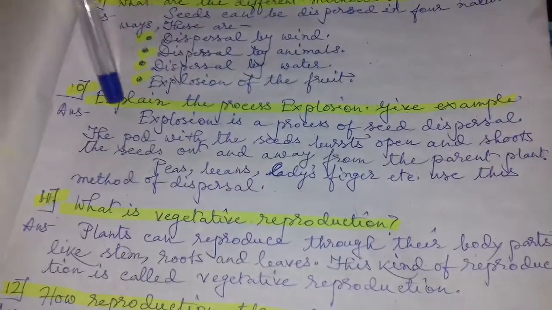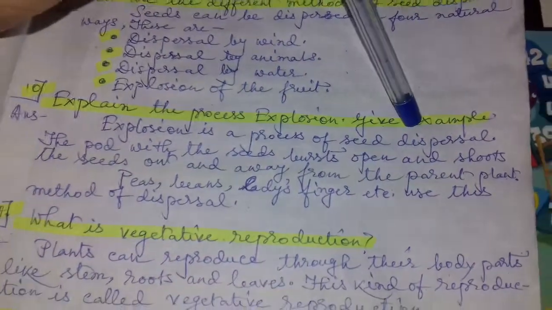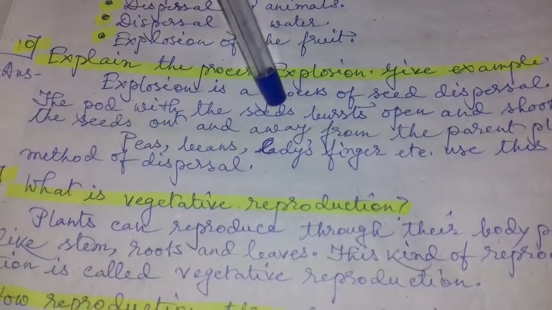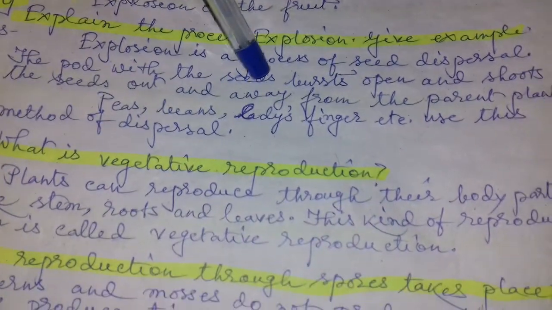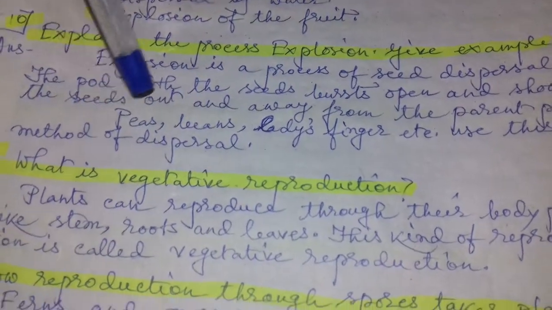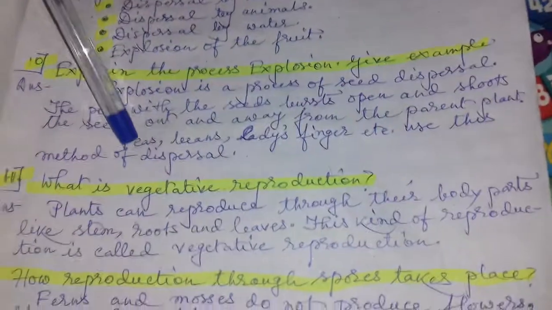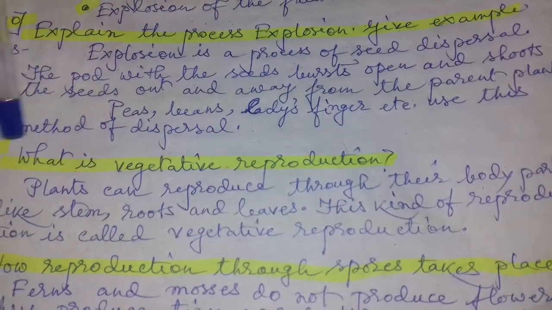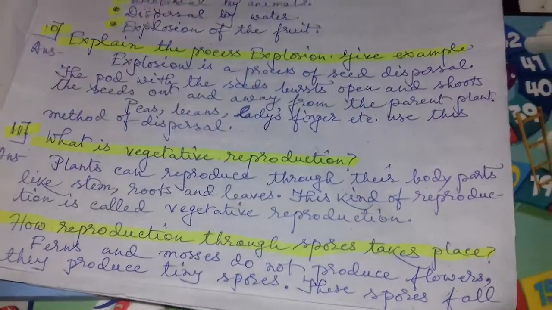Question 10. Explain the process of explosion. Give examples. Explosion is a process of seed dispersal. The pod with the seeds bursts open and shoots the seeds out and away from the parent plant. Peas, beans, lady's finger, etc. use this method of dispersal.